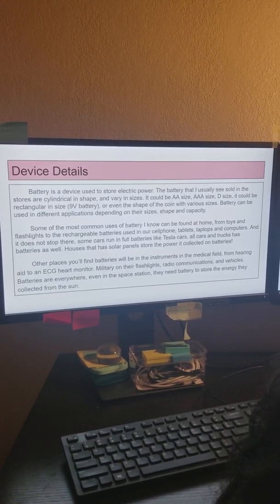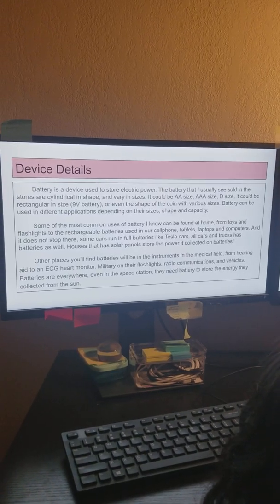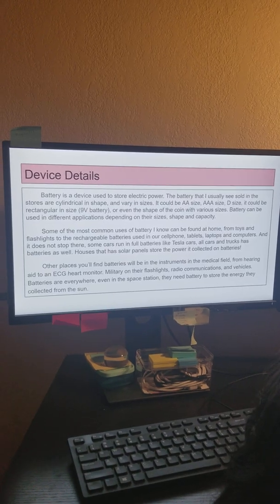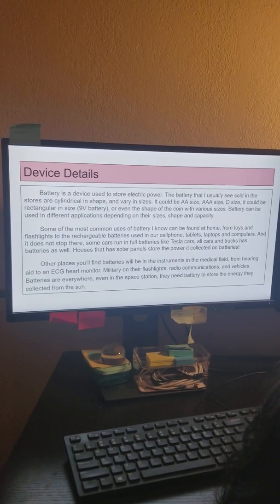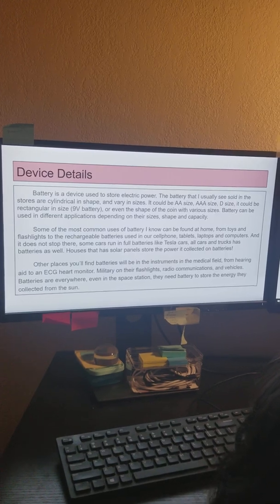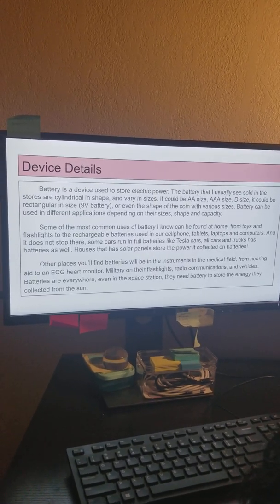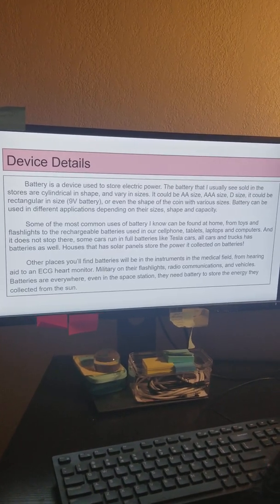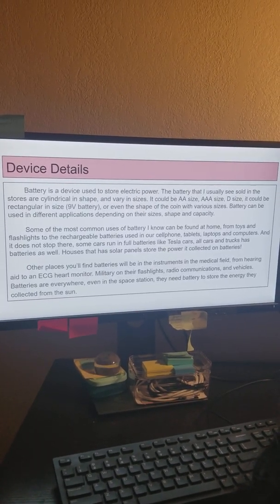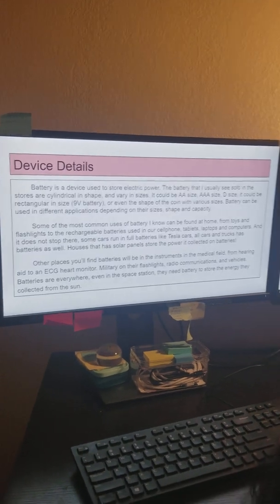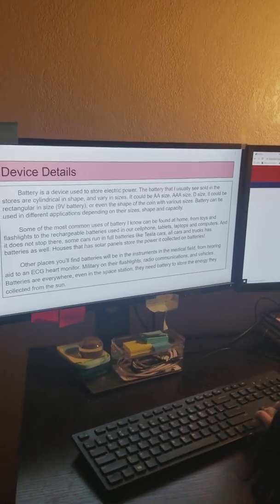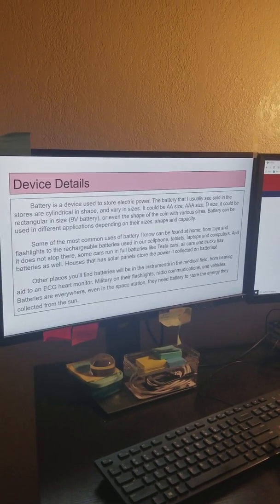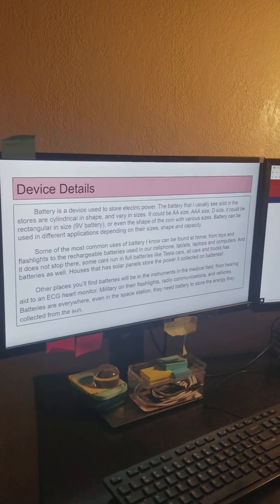Device details. A battery is a device used to store electric power. The batteries that I usually see sold in stores are cylindrical in shape and vary in sizes. It could be AA size, AAA size, D size, or even rectangular, or the shape of a coin in various sizes. Some of the most common uses of batteries can be found at home, from toys and flashlights to rechargeable batteries in our cell phones, tablets, laptops, and more.